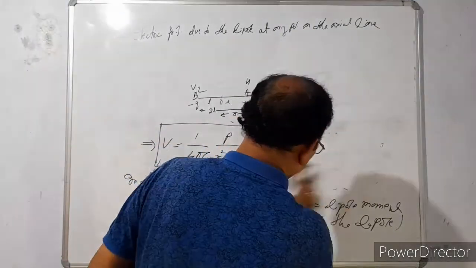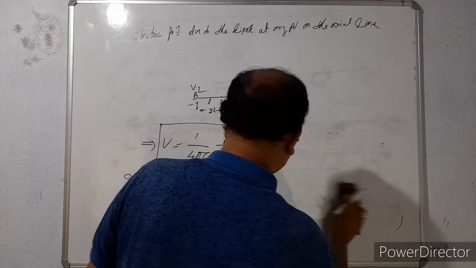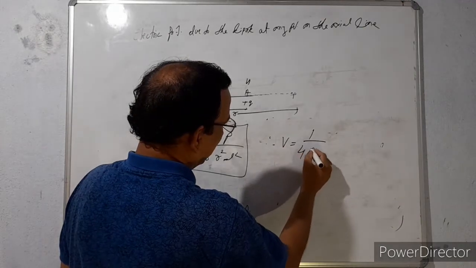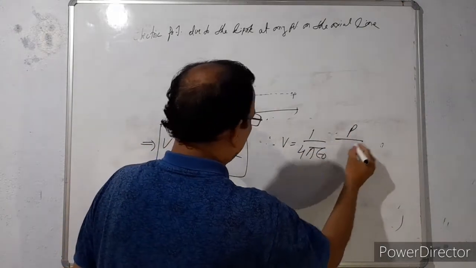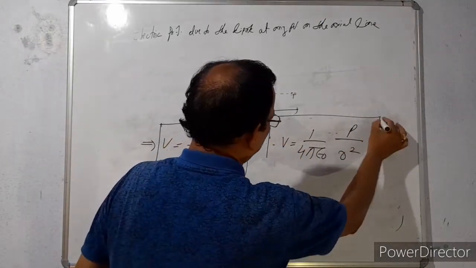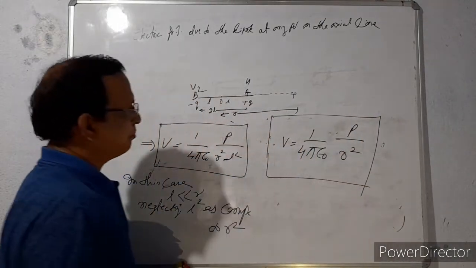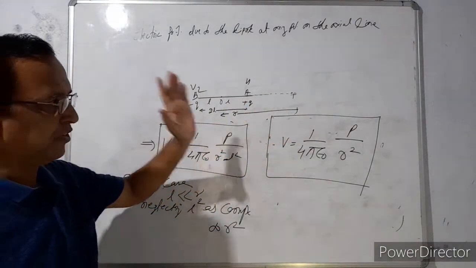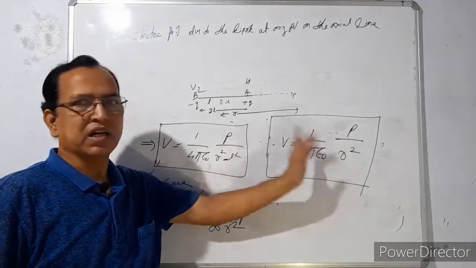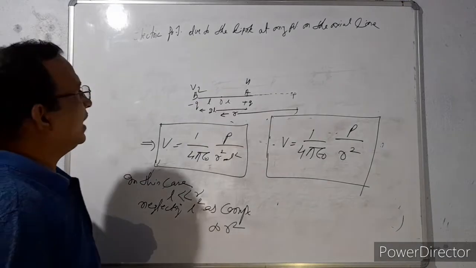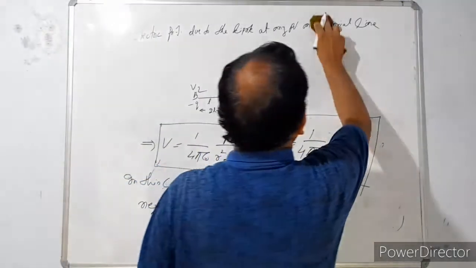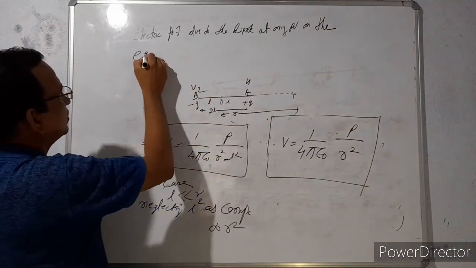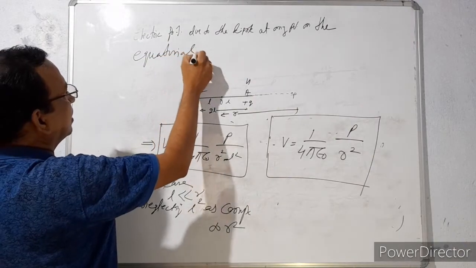So V is equal to 1 by 4 pi epsilon naught P by R square. This is the potential at P, which is on the axial line, due to the dipole. That is, V is equal to 1 by 4 pi epsilon naught P by R square. Okay. Now, electric potential due to dipole at any point on the equatorial line.